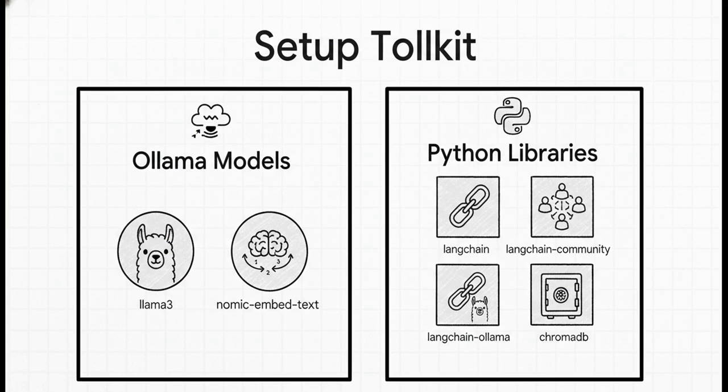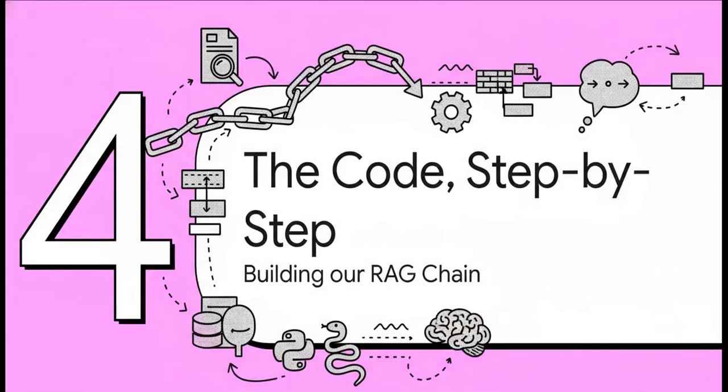Then you'll want to pull 2 models. Llama 3 is going to be our main brain, the part that actually writes the answers. And then a special model, Nomic Embed Text, is going to be our translator, the one that creates those embeddings. After that, just a quick pip install for these 4 Python libraries you see here. Okay, let's pull up the script and see how all these concepts actually turn into working code.